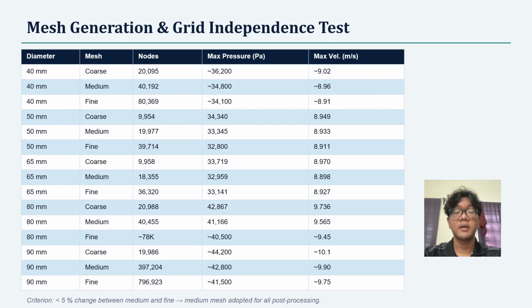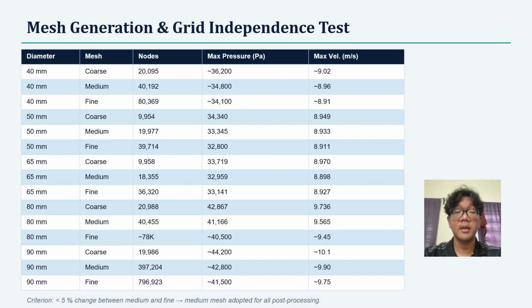Assalamualaikum, my name is Muhammad Fakrul Hakim. Today I would like to present about mesh generation and grid independence test. For the mesh generation and grid independence test, the goal of this analysis was to ensure that our simulation results are accurate and independent of the computational grid density. We tested 5 different geometric diameters ranging from 40 mm to 90 mm across coarse, medium and fine mesh configurations.